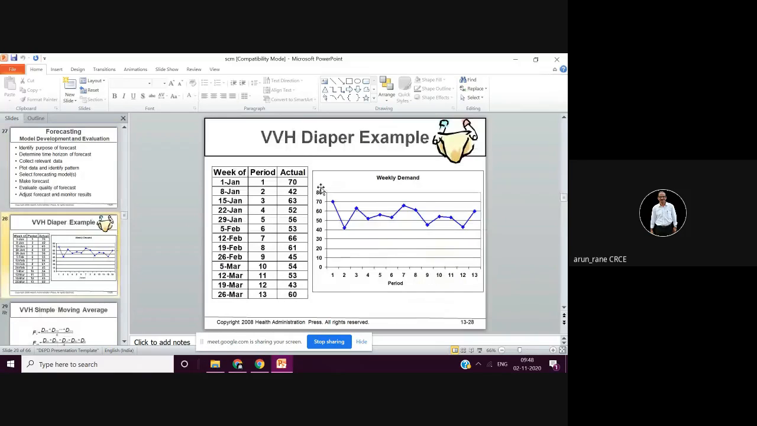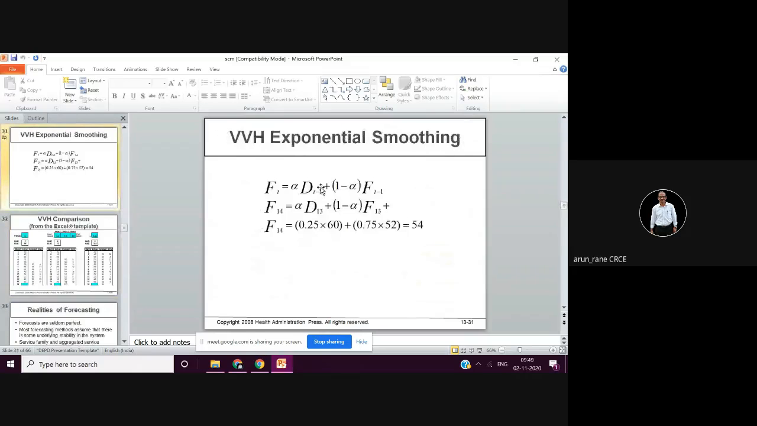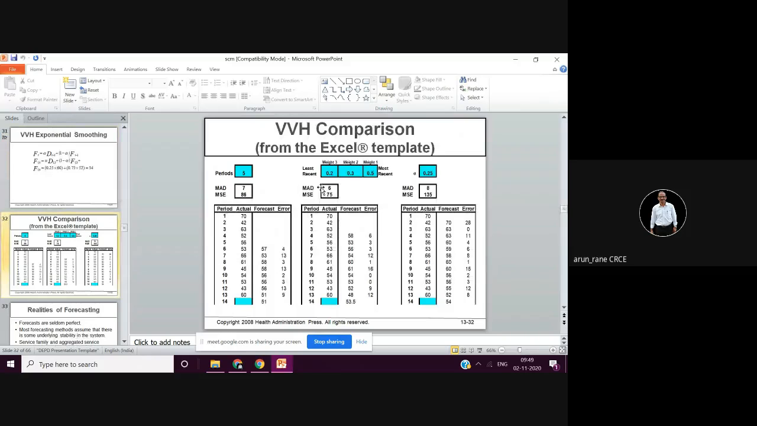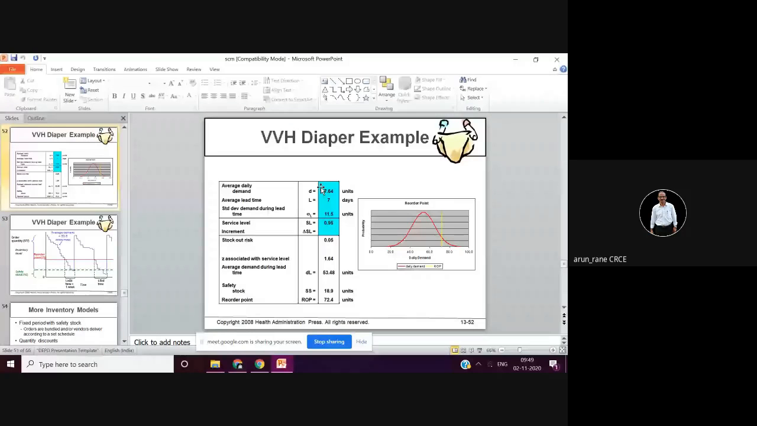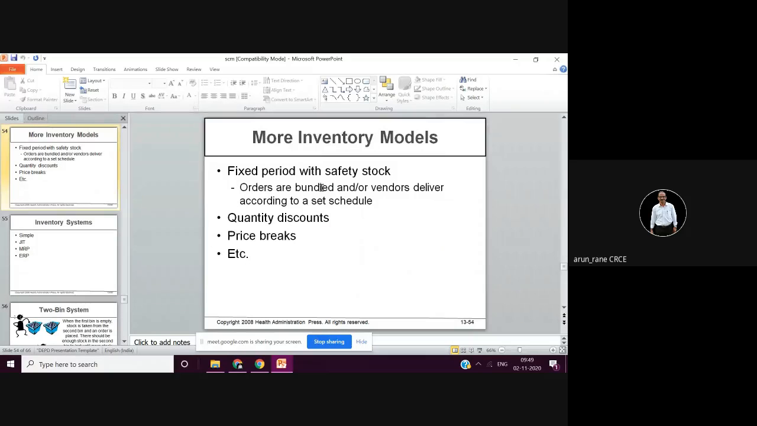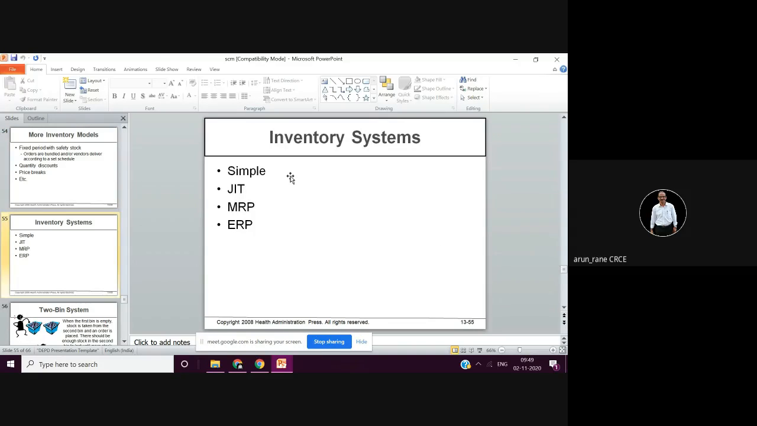This is again a diaper example. So you have some more inventory models, which are based on fixed period with safety stock, quantity discounts, and price breaks. So this also plays an important role in inventory. As I told you, there will be repetition, isn't it? Just in time, MRP, ERP, supply chain management. So everywhere, inventory will always come.